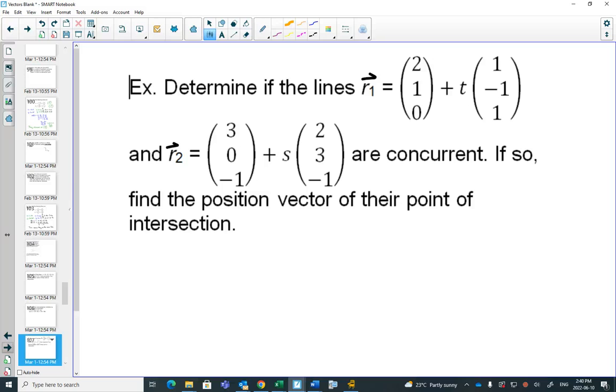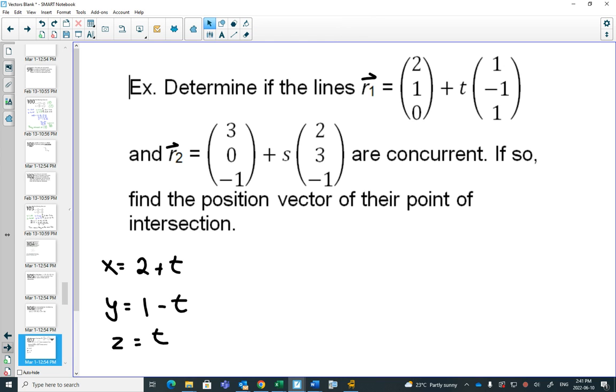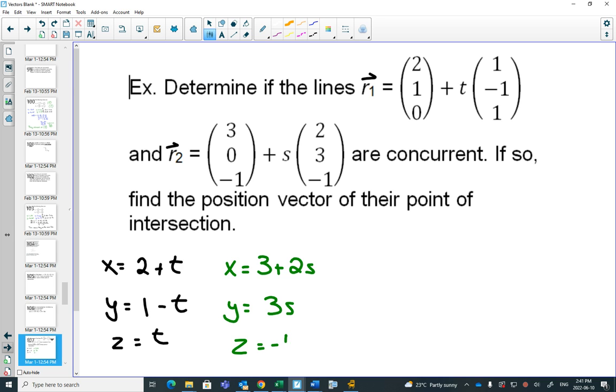So if we go to our parametric equations of the first one, our x would be 2 plus t, our y would be 1 minus t, and our z would just equal t. Our second set of equations, our x would be 3 plus 2s, our y would be 3s, and our z would be negative 1 minus s.